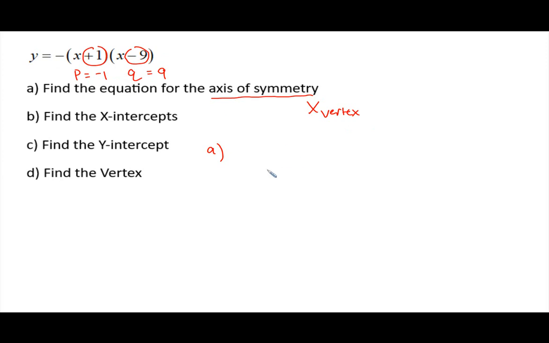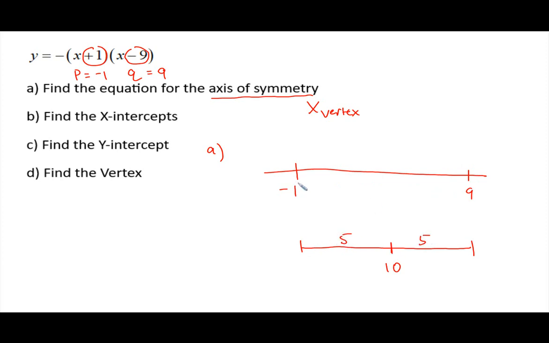So if these are your x-intercepts, let's make a little sketch. That means the parabola is going to cross through -1 and +9. Remember, the vertex is going to be in the middle. So let's think, how far apart are we from -1 to +9? From -1 to +9, we're 10 spaces apart. So that means the middle is going to be 5 spaces.